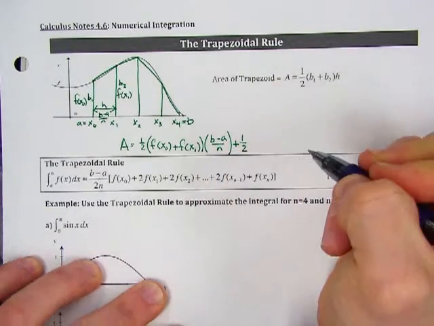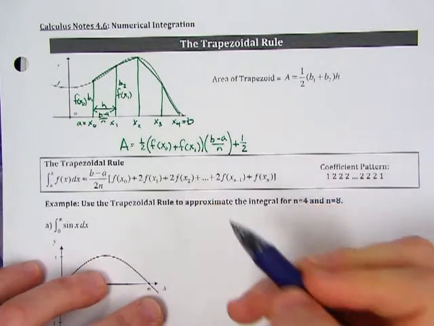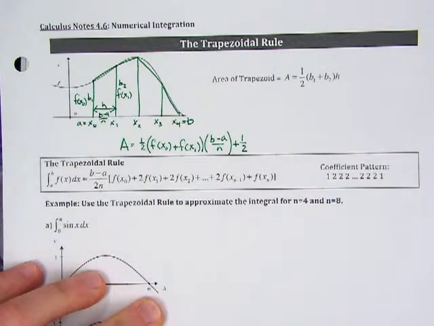What's n? N is the number of intervals we use. So it would be 4 in this case.